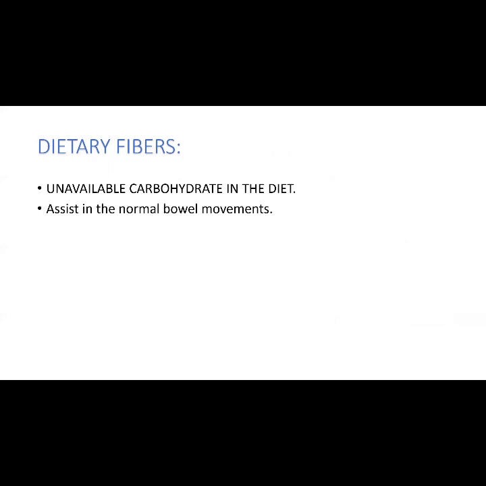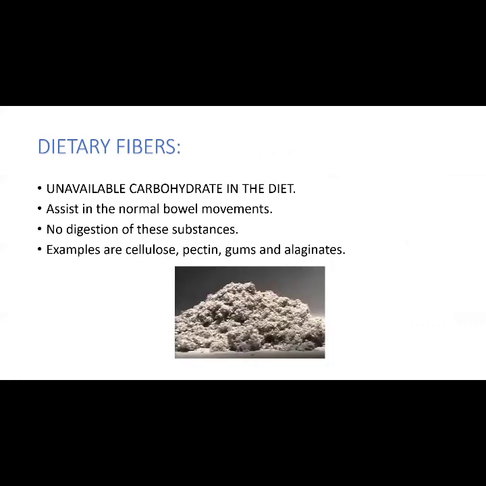Next one, dietary fibers. What are these dietary fibers? These are the unavailable carbohydrates that are present in the food. They cannot be digested and are of no use nutritionally, but they assist in normal bowel movements. So they don't need any special digestion. They will be excreted, eliminated as such. Examples are cellulose, pectin, gums, and alginates. These are the dietary fibers.